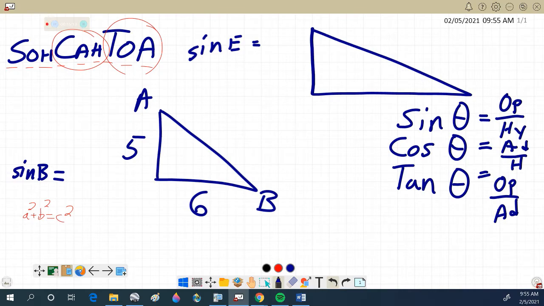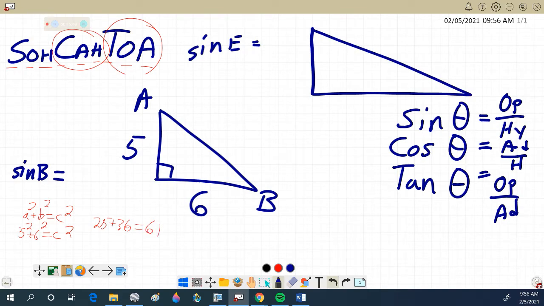That's a formula that goes for right triangles. What are a, b, and c? Does it matter? C has to be the hypotenuse. A and b don't matter. So 5 squared plus 6 squared equals c squared. So that's 25 plus 36 is 61.